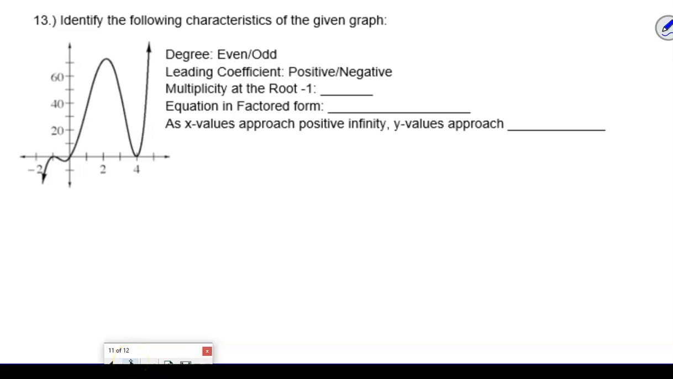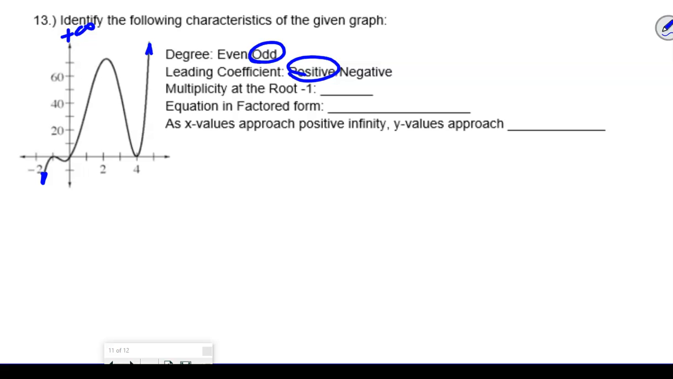All right, so this says identify the following characteristics of the given graph, okay? So on this problem, remember, if the end behaviors go in opposite directions, which this does because this is going down and this one's going up, right, then it's going to be odd. If they're going in the same direction, it's even. I always look at the right side, y'all, to determine the leading coefficient. So if it's headed up towards positive infinity, which it is, right? So it's going to be a positive leading coefficient. If it was going down, it would be negative, okay?